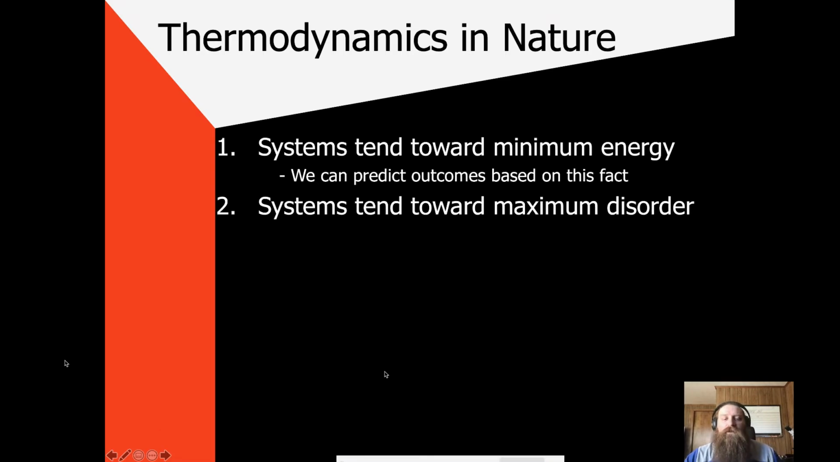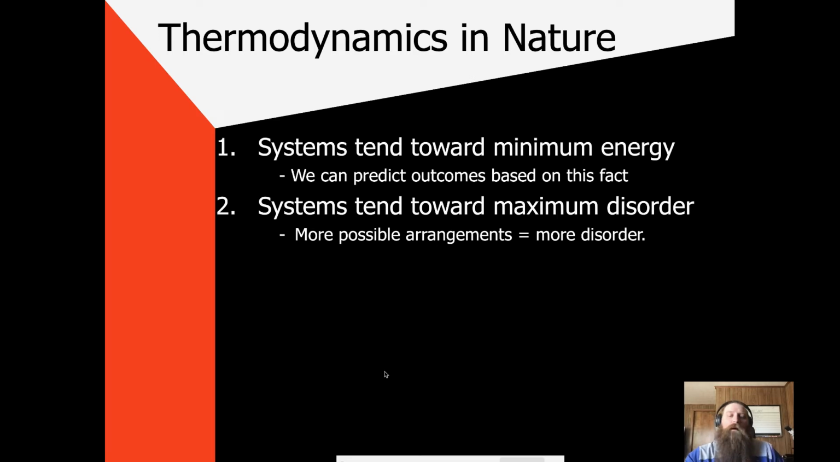We're going to find that systems tend towards maximum disorder. The more possible arrangements a system has, the more disorder is present. Don't think about disorder in terms of unfolded laundry. We're talking about the number of different ways you can arrange a set of particles. We call a possible arrangement a microstate, and we abbreviate microstates with a capital W. We'll see that again in a minute.